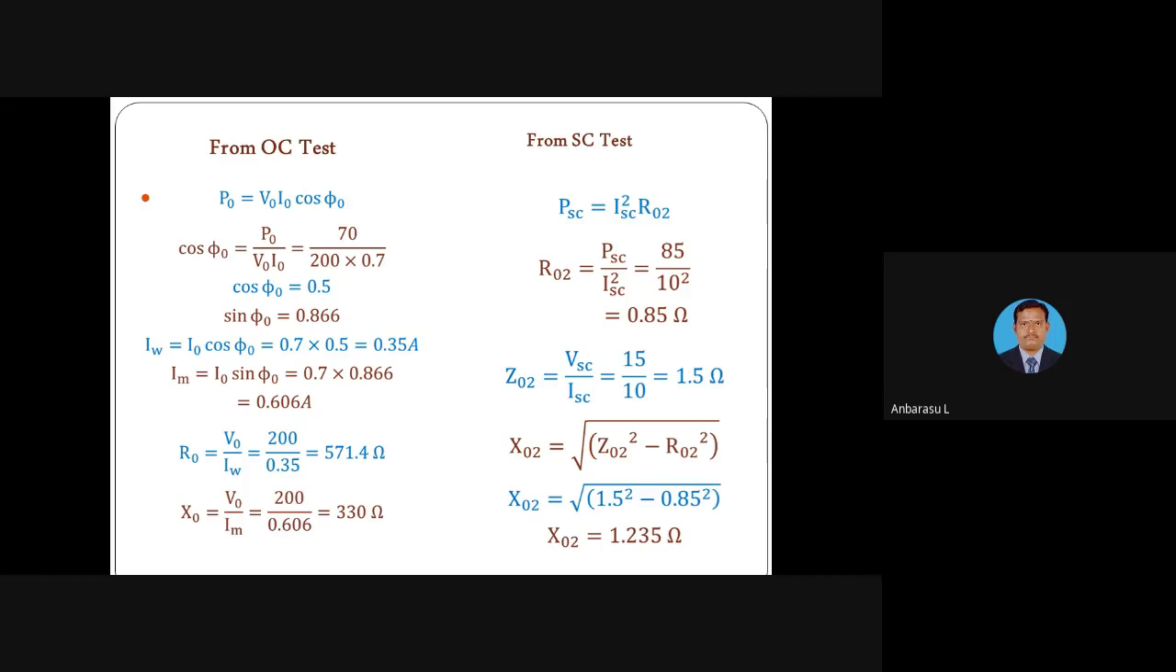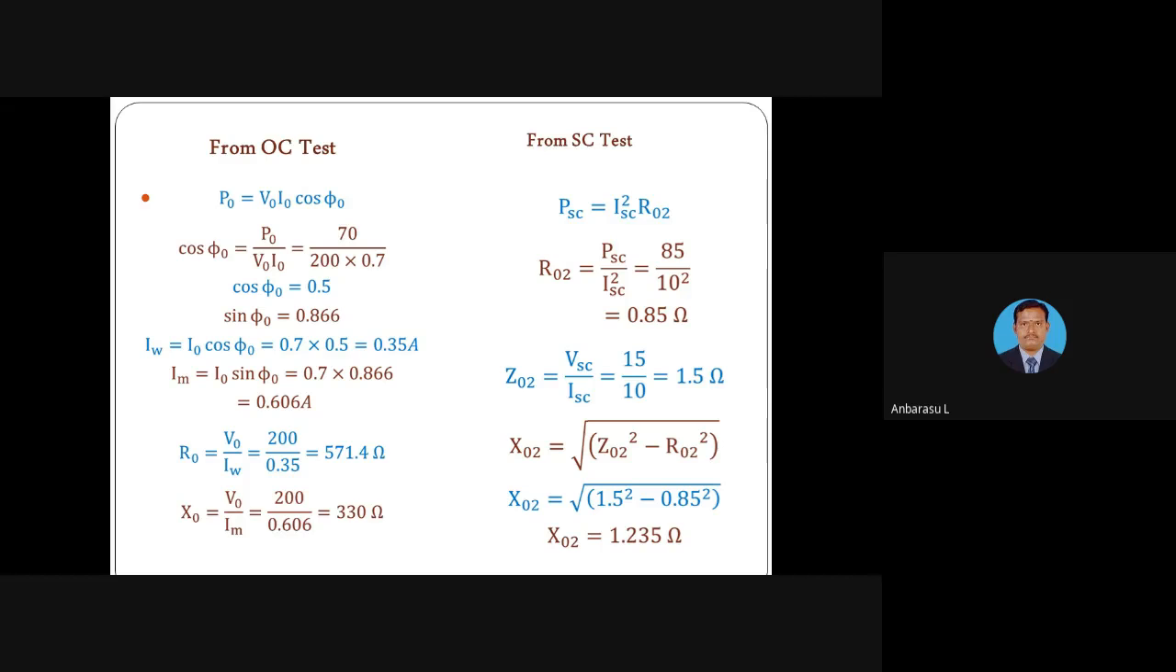You can substitute PSC as 85 watts, ISC square as 10 square. We can get the R naught 2 value, that is 0.85 ohm. Then another formula Z naught 2 equal to VSC divided by ISC. You can substitute VSC as 15 volts, ISC as 10 ampere. We can get Z naught 2 equal to 1.5 ohm.